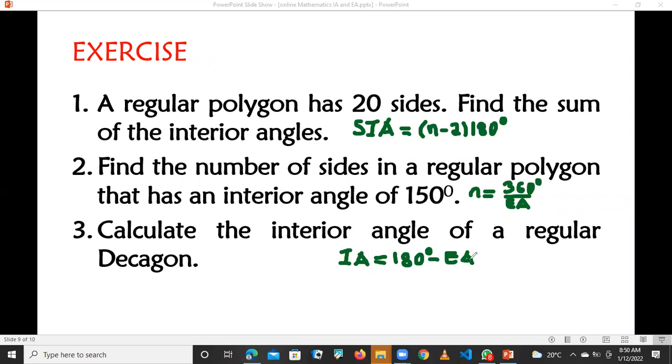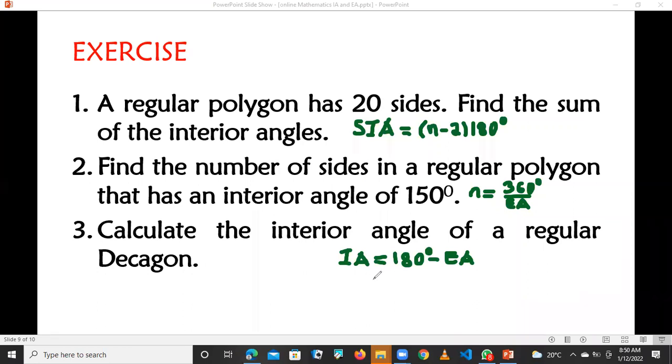So this is what we are going to do. But before that, you need to work out this exterior angle. Remember, you are asked to find the interior angle. So you need to work out how many sides the decagon has. And then from the number of sides, come up with the exterior angle. Then you subtract, you get the answer.